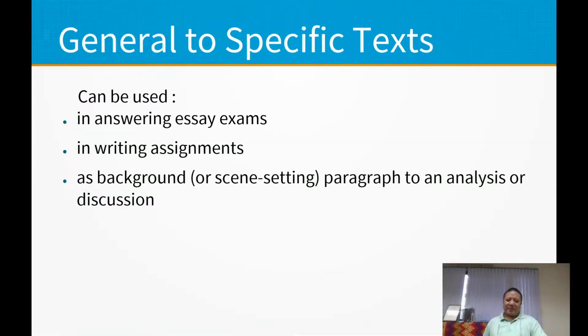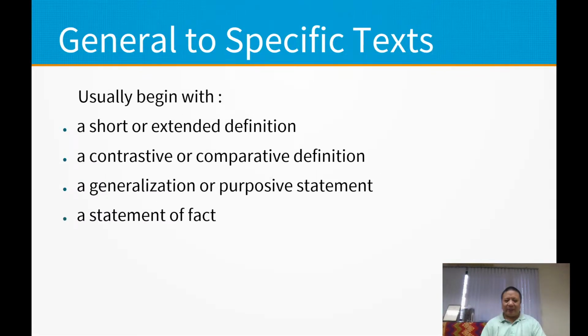Now, a general to specific text can be used in answering essay exams, in writing assignments, and as background paragraphs to an analysis. General to specific texts usually begin with a short or extended definition. It can begin with a contrastive or comparative definition. It could be started with a generalization or purposive statement, or a statement of fact.